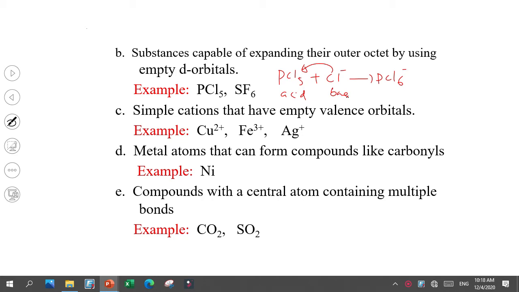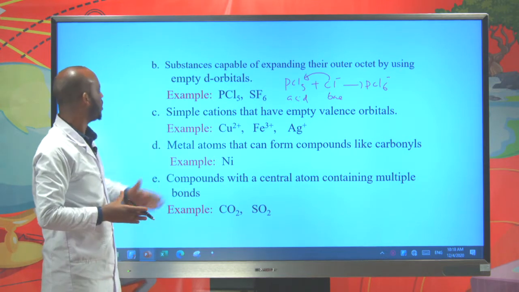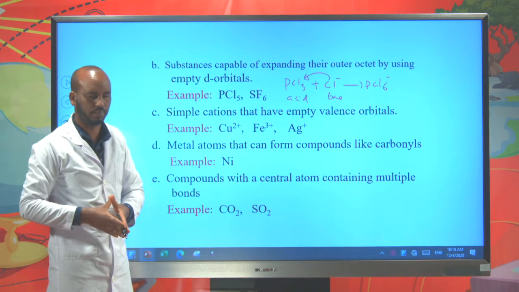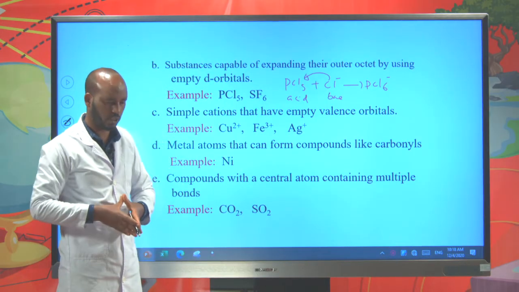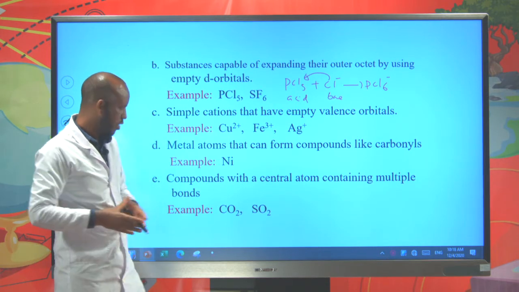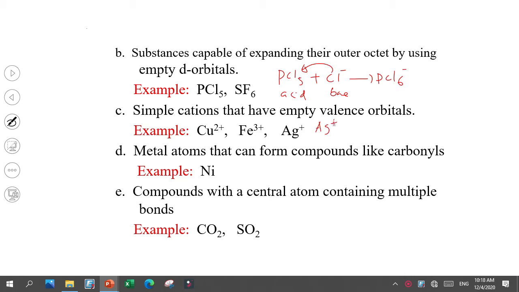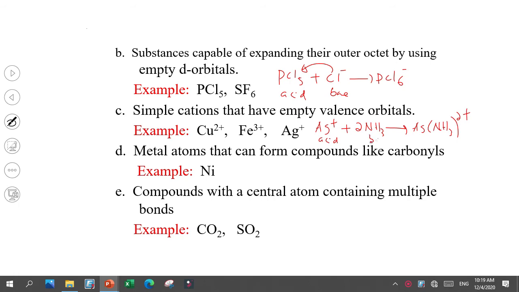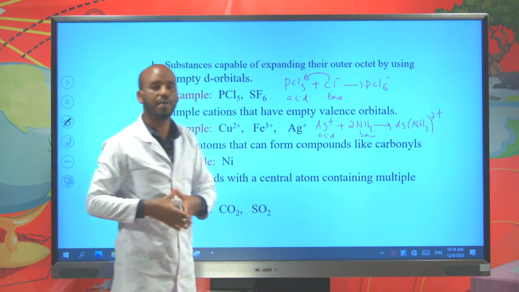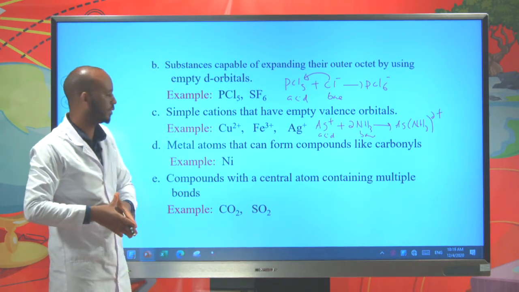Lewis base. The third category of Lewis acids is simple cations that have empty valence orbitals. Cations such as Cu2+, Fe3+, and Ag+ are examples of Lewis acids because they have empty orbitals and can accept pairs of electrons. You can take this as an example: Ag+ plus 2NH3 to form Ag(NH3)2+. Ag+ is a Lewis acid, and ammonia is a Lewis base. It donates a pair of electrons to Ag+. Therefore, Ag+ is an example of a Lewis acid.